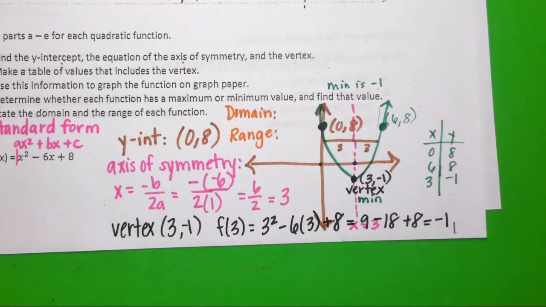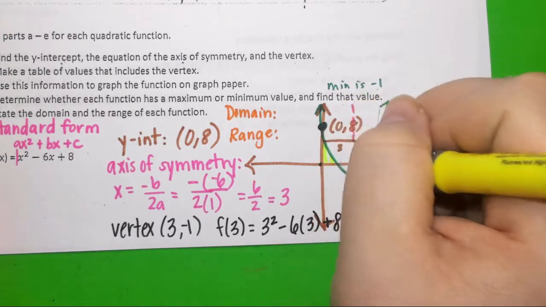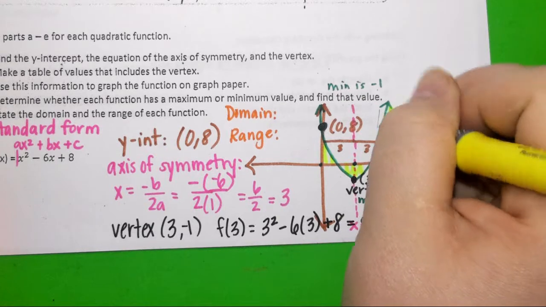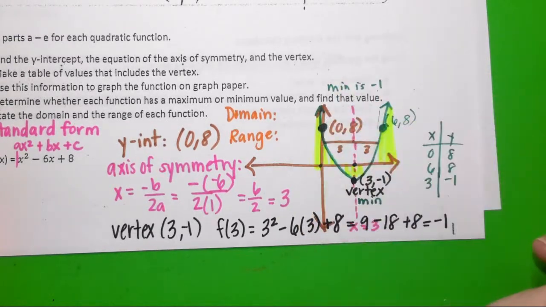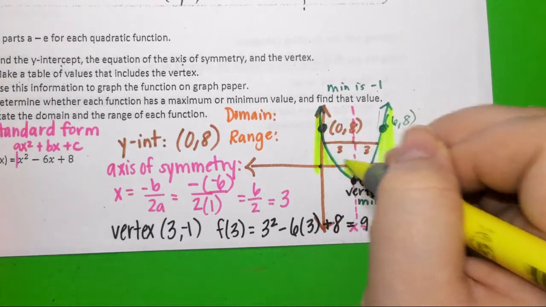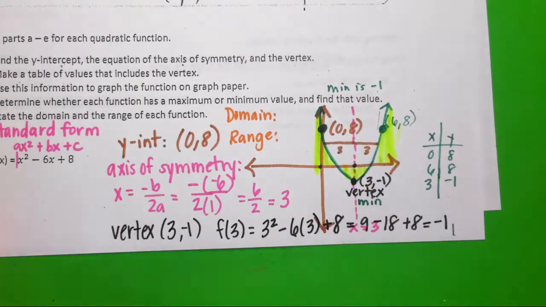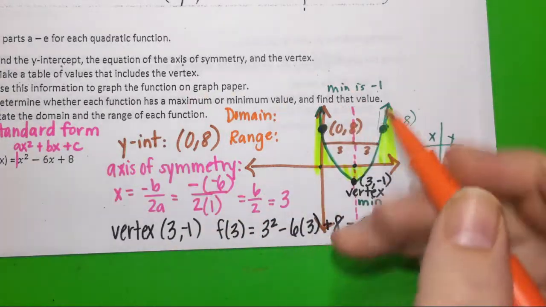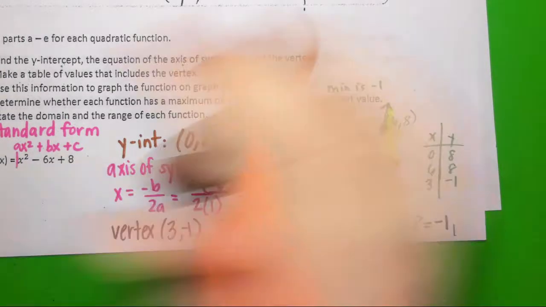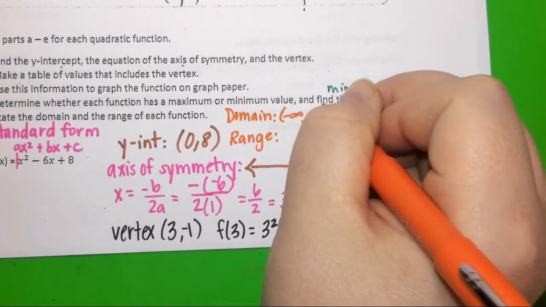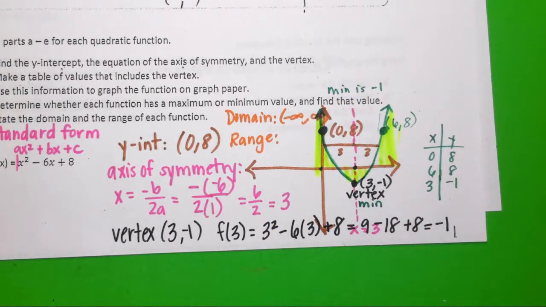How do we figure out the domain? I'm reaching out from the x-axis. Is there anywhere where I can't reach out and touch my function? So what am I going to say for the domain? We did negative infinity to infinity, yes. No, it needs to be in interval notation.